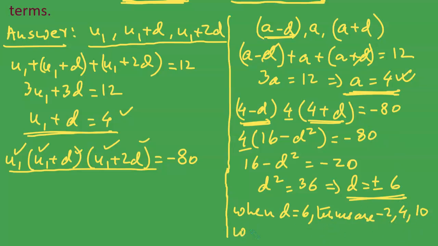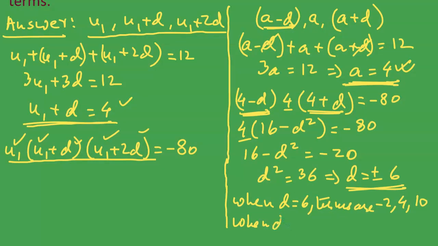When D is equal to negative 6, the terms are 4 minus minus 6, because D is minus 6. So it is 4 minus minus 6 for A minus D. 4 minus minus 6 is 10. Then it is 4, and last of all, it is 4 minus 6, which is minus 2. So we may have the terms in this format or in this format, ascending order or descending order, depending on which value of D we are taking.